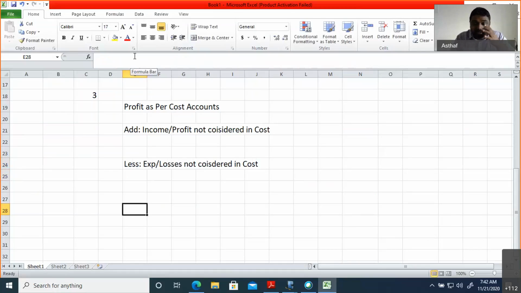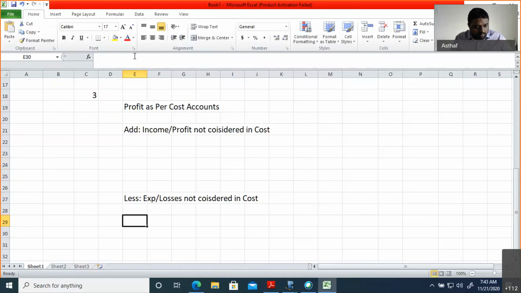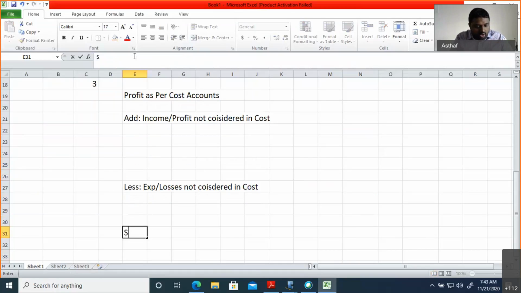Then definitely there will be one item. What is the item? That is stock adjustment. Stock adjustment is the main thing here. The stock adjustment may be exclusively one question for you. So you will have the final answer.